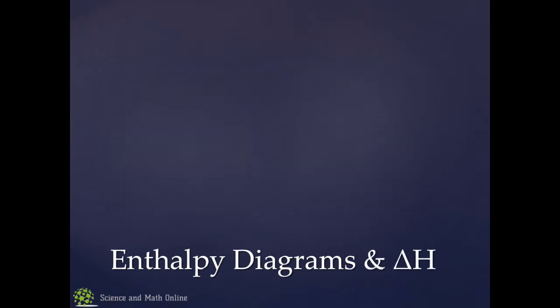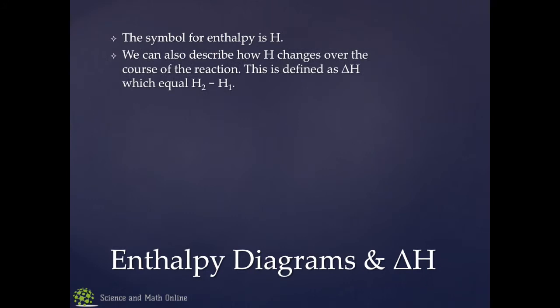As I stated before, the symbol for enthalpy is H. So we can also describe how H changes over the course of a reaction. We call this delta H. If you're not familiar, the big triangle there is the capital Greek letter delta. And so delta H, and anytime you see a delta, it's always final minus initial. So it's always H2 minus H1. So if you had delta T, it would be T2 minus T1. You can see it sometimes in algebra.